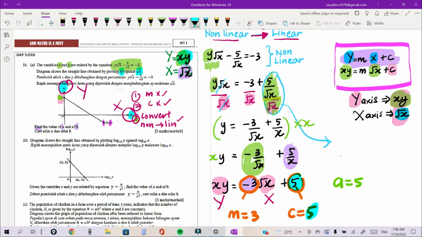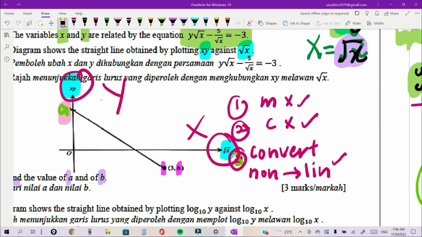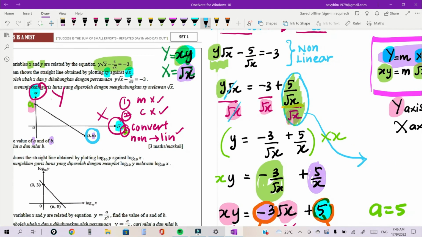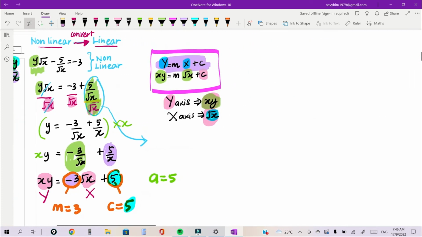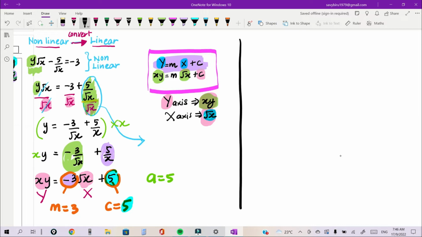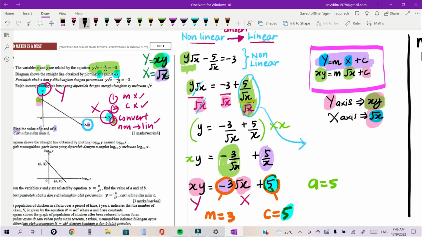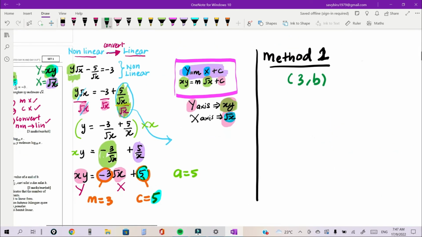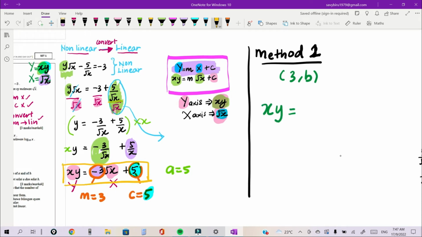Okay, the next one is the value of b. Where b is actually the y-coordinate of this point. Okay, so you have two methods to find the value of b here. The first one, by using the concept of coordinates of a point lying on a line satisfying the equation of the line. Just now the point is point 3b, here, point 3b. Now the equation is xy equals negative 3 sec x plus 5.